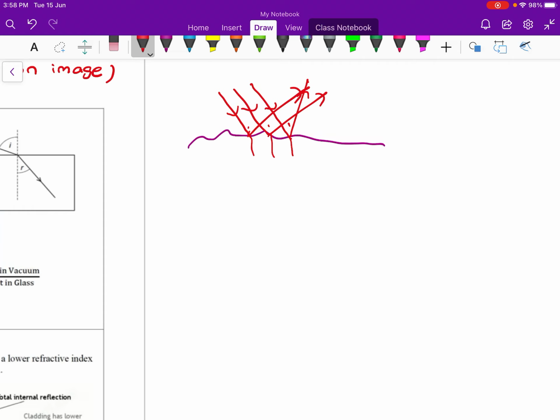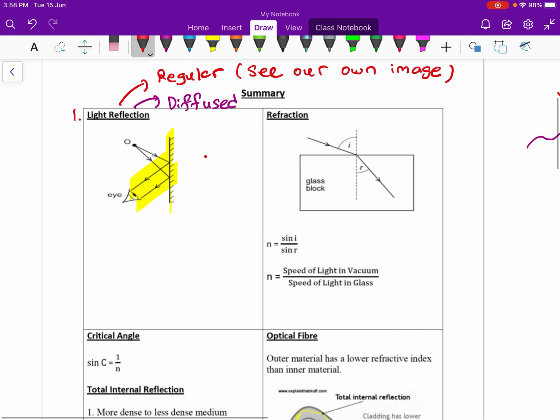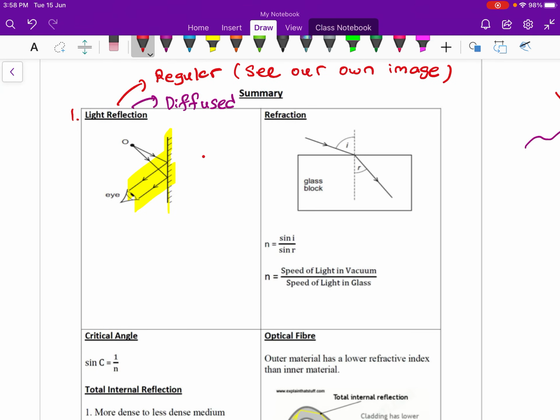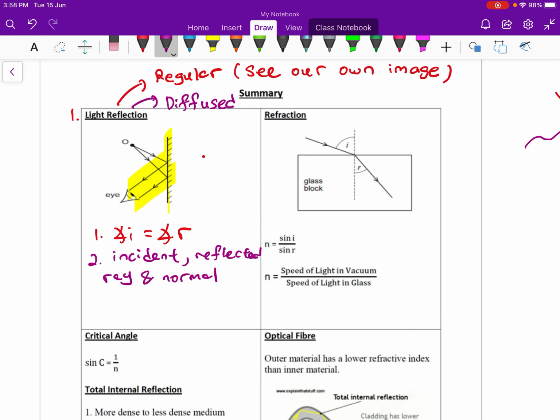And we need to know the two laws of reflection. The first law is that the angle of incidence is equal to the angle of reflection. This one is the simplest one. The second is that the incident ray, reflected ray, and the normal all lie in the same plane.